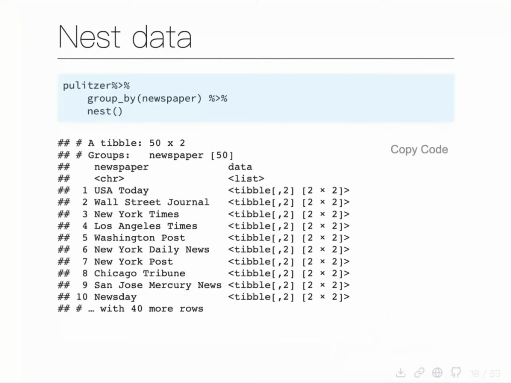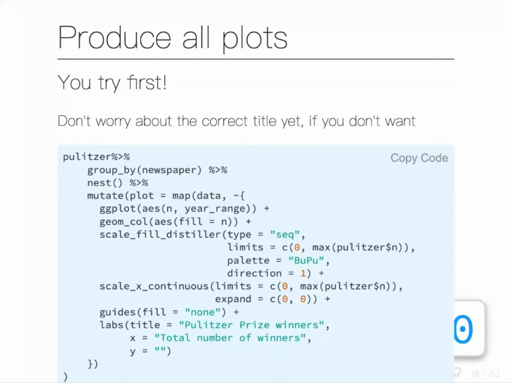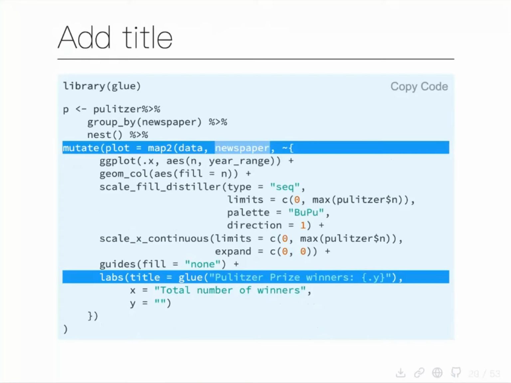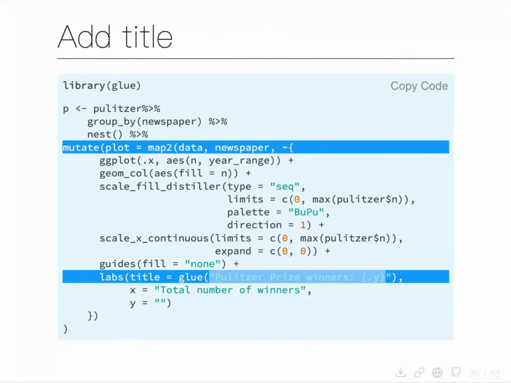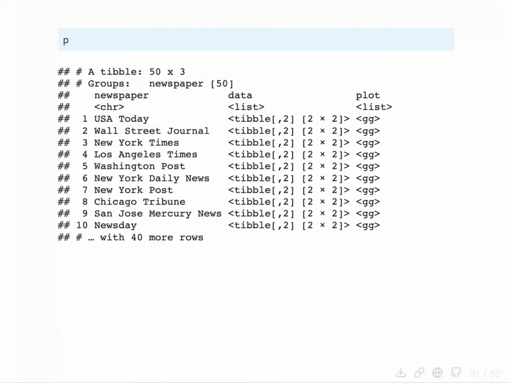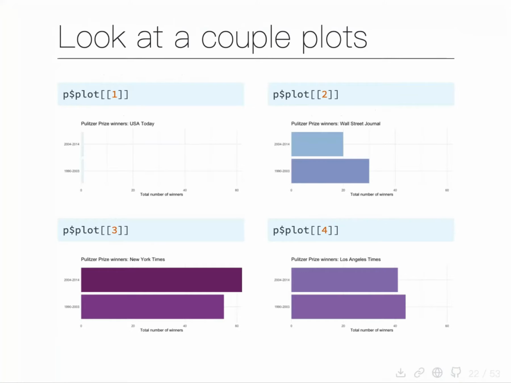So I'll go back here. I'm going to loop through the data first, and then the newspaper second. And then when I do ggplot, I'm going to say ggplot .x, right? .x is the data. And then here's all of my plotting code. And then for my title, I'm just saying glue Pulitzer Prize winners .y. Okay, and that's going to insert the newspaper name. So our data frame now looks like this. We have all of this list of gg objects, and then we can look at the first couple of them, and you see USA Today, Wall Street Journal, etc.